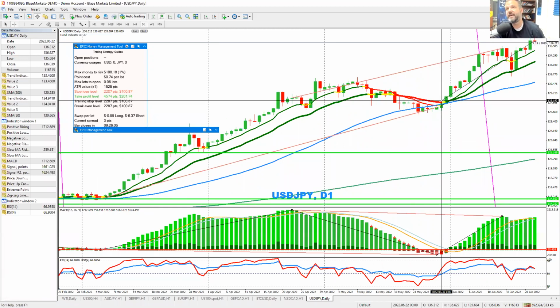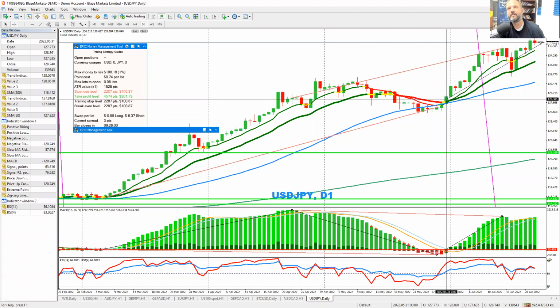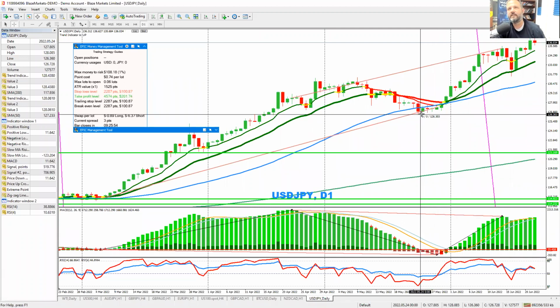Another big move on USD yen, another 800 pips on this particular entry right here, with a pretty tight stop loss. And so that's one way that I trade this.